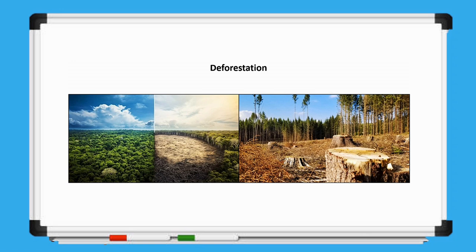The land has become barren, with only tree stumps, branches, and debris remaining. This clearly illustrates how extensive tree cutting destroys forests and leaves behind a damaged environment that can no longer support the rich biodiversity that once existed.